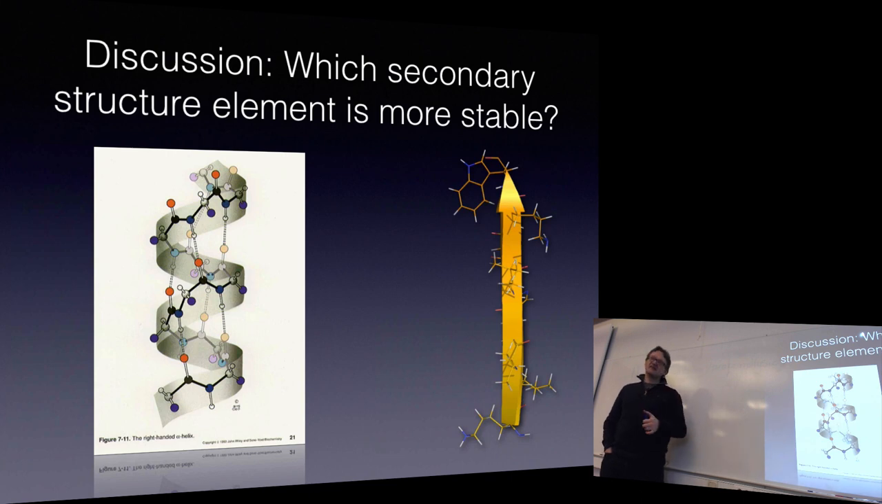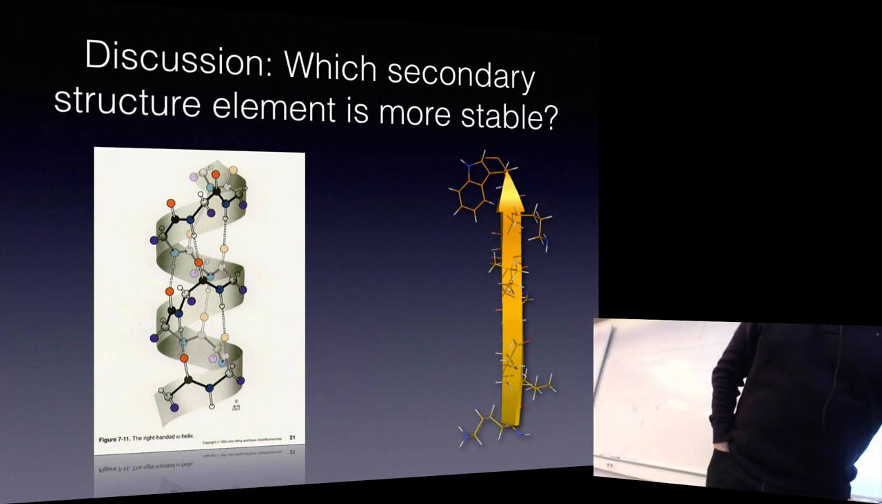Because, yep? Alpha helices are more common. Yeah, well, it depends on the class of protein. Beta sheets are certainly not rare. Let's have a look at the structures.